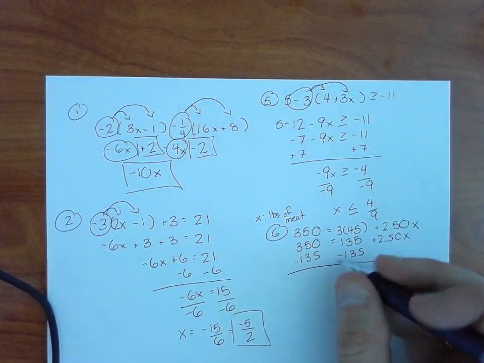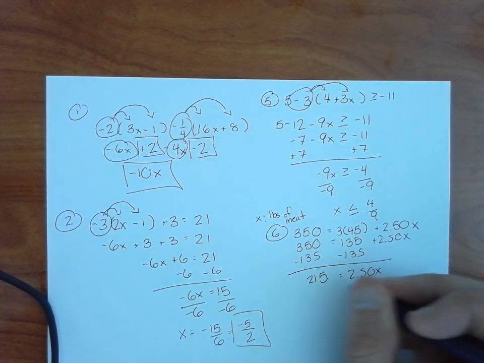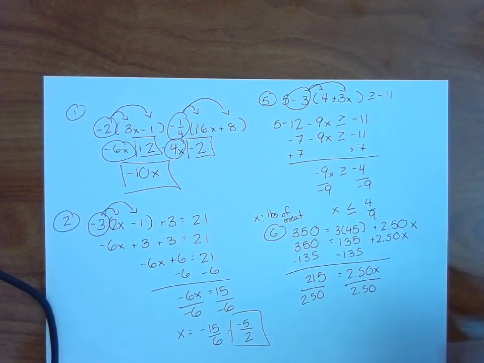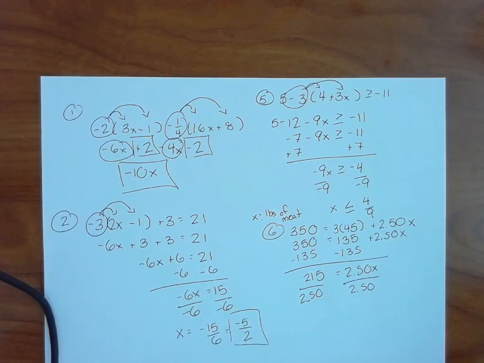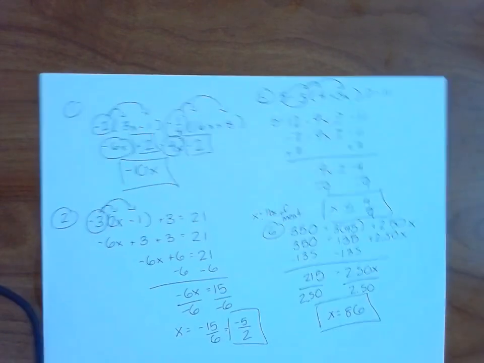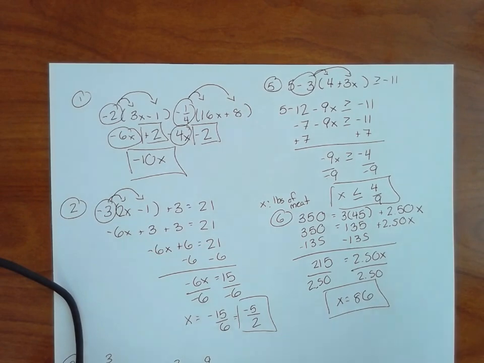When I subtract 135, I'm going to get 215 equals 250x. Divide by 250. That's a decimal, and x is going to be 86. So I can buy 86 pounds of meat with the money I have left over. That one's pretty straightforward.